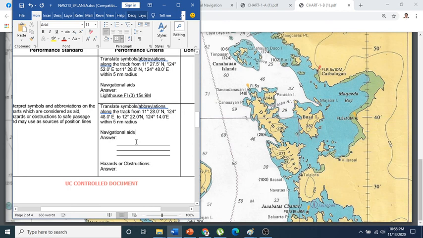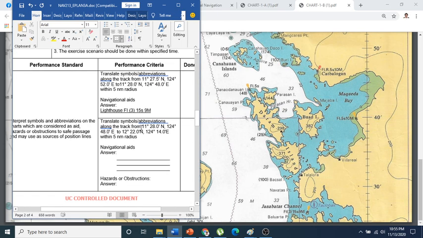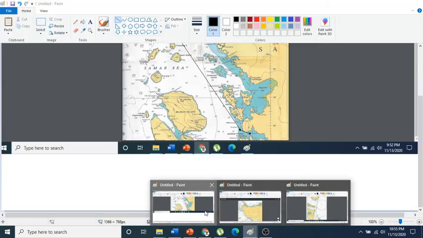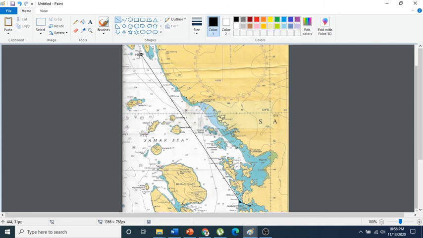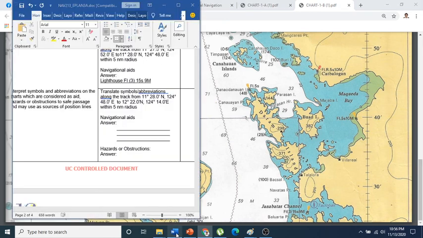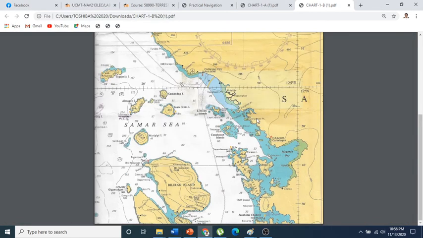So after that, the next task is from this position to this position, this to here. So in this chart, it will look like this. So from this to here, around 5 nautical miles radius, you need to identify what are the navigational aids and hazard. Okay, so in this case it will be requiring 3. So going back here, what are the navigational aids?